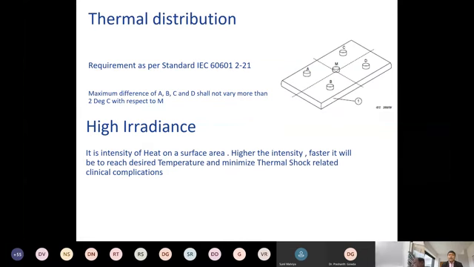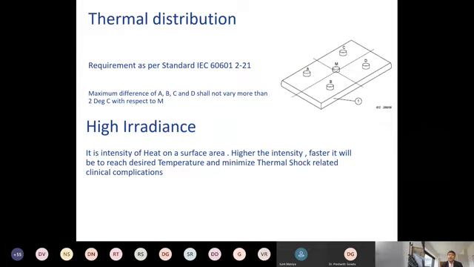So this is the IEC guidelines. If you really look at the A, B, C, D points, which are actually the midpoints when you draw a line between M to the corners of this rectangle. And between these points, at any point, the temperature difference should not be more than 2 degrees centigrade versus the temperature at M. So that's the guideline that we need to see when you are buying a warmer, whether it meets that standard.